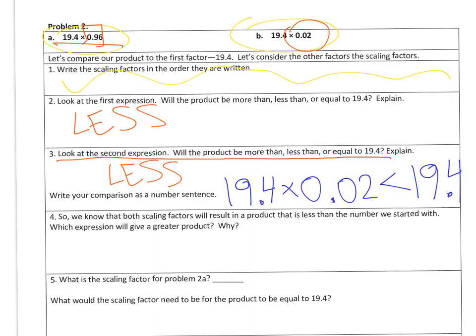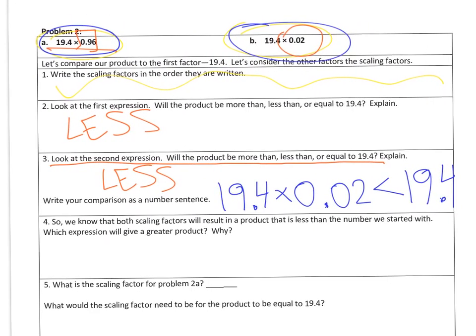So we know that both scaling factors will result in a product that's less than the number we started with. So which expression will give a greater product? Which is going to end in a larger number? If we multiply it by 96 hundredths, or if we multiply it by 2 hundredths? 96 hundredths. The bigger the number we multiply by, the bigger our product in the end. So we know that 96 hundredths is the larger number, which will give us the larger product.